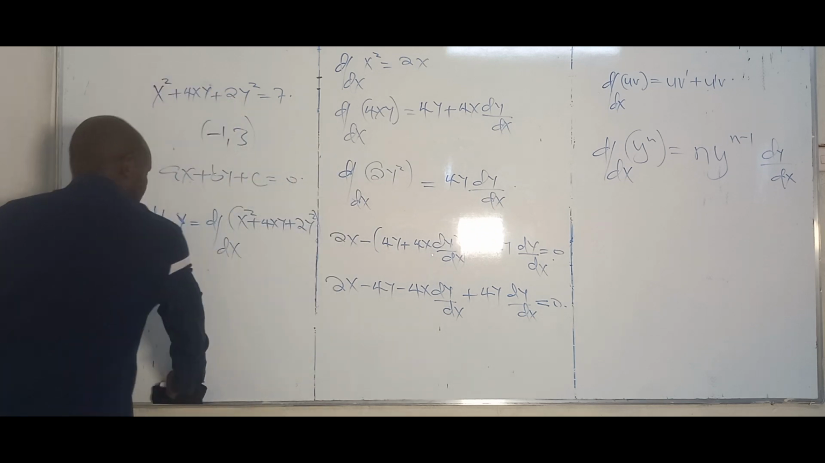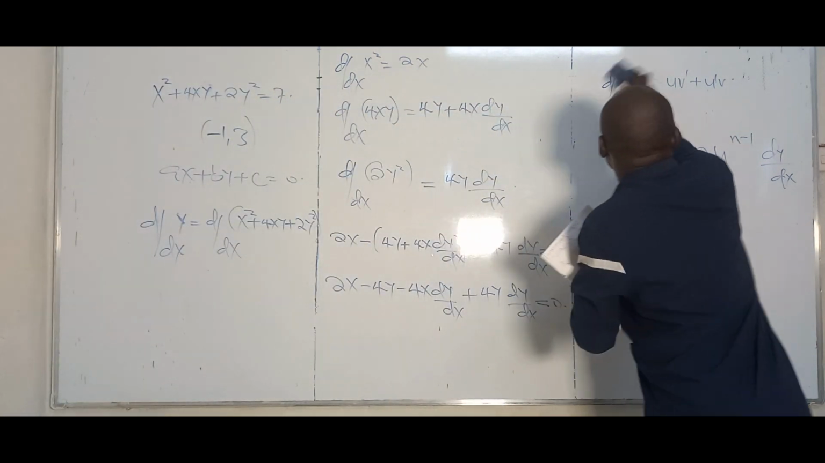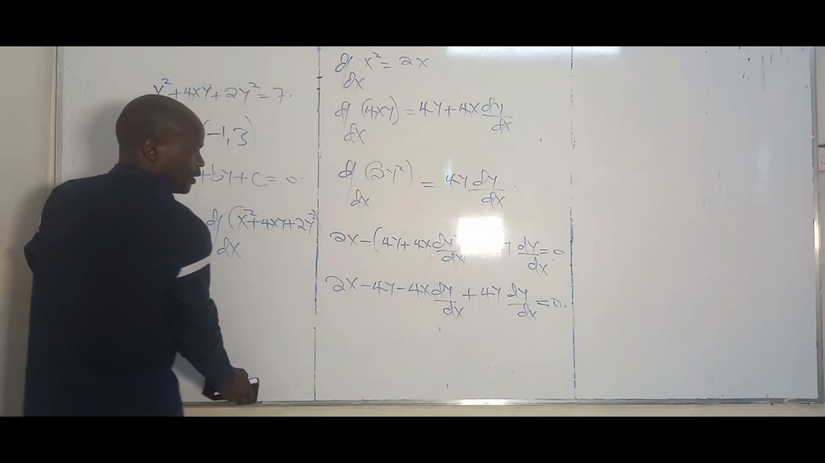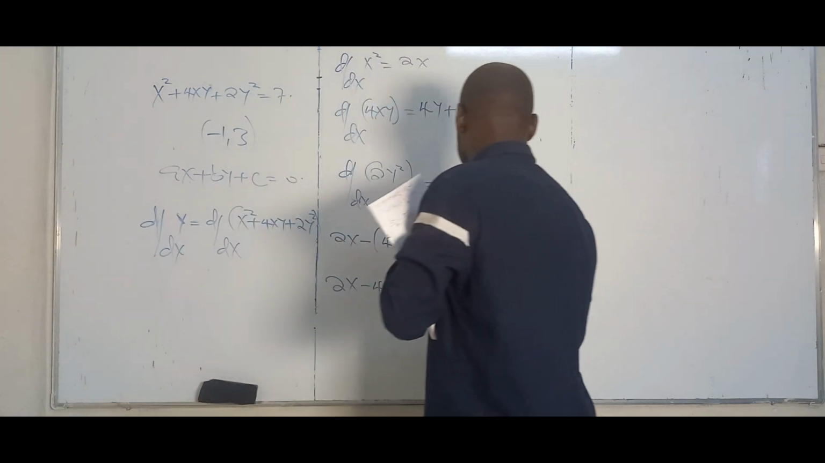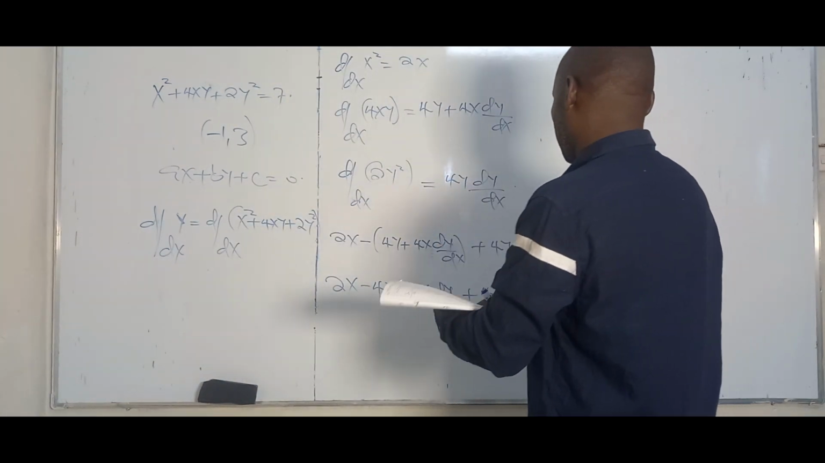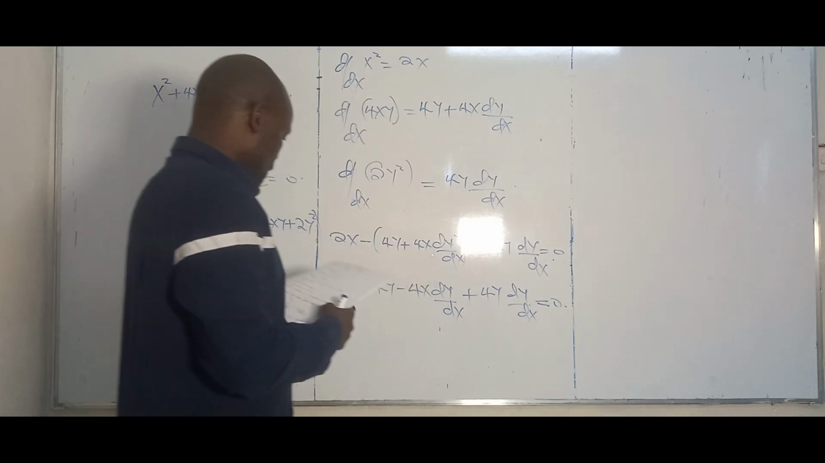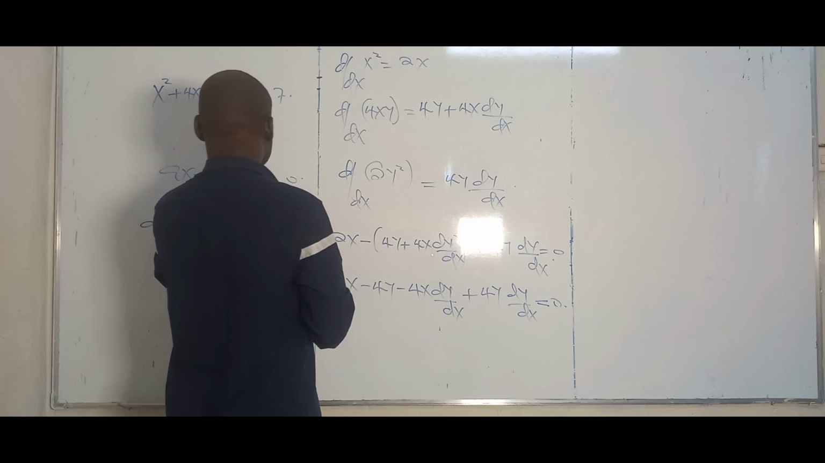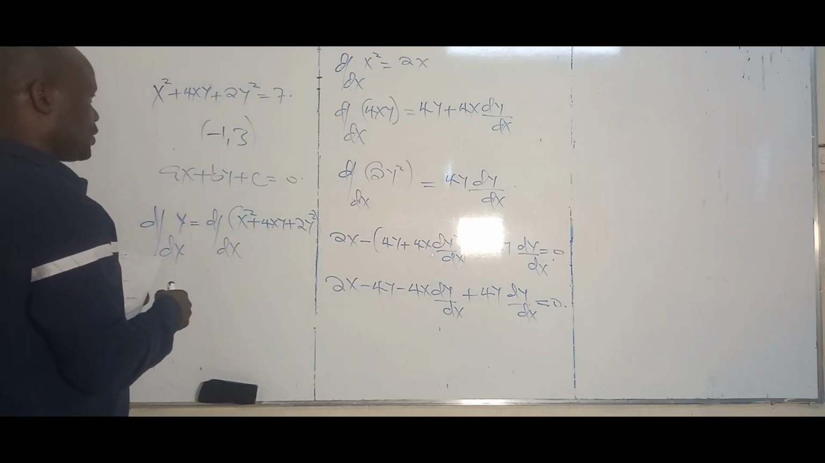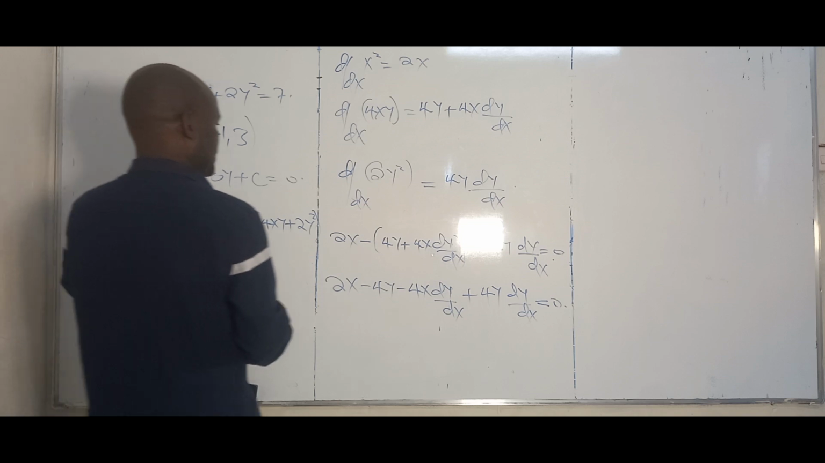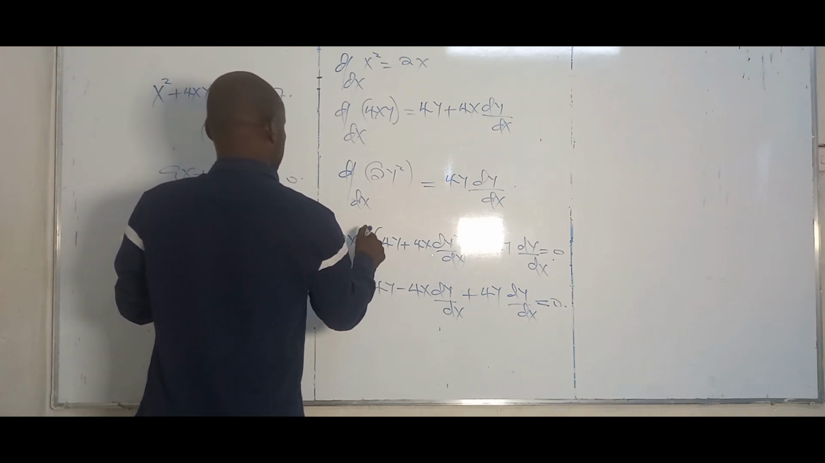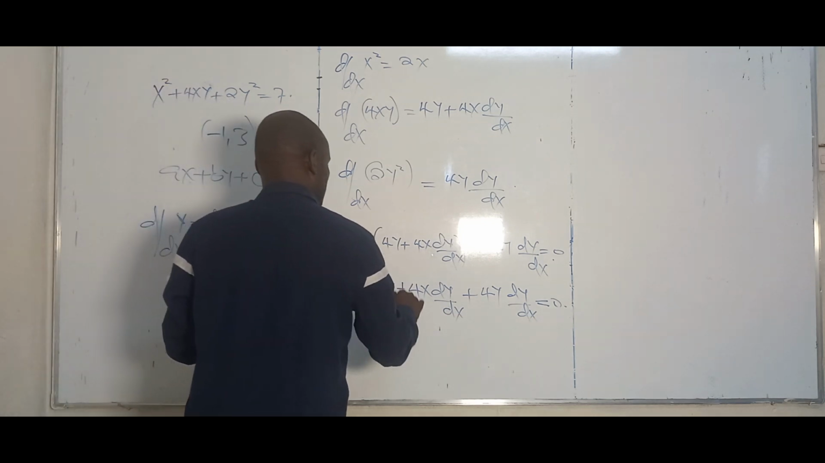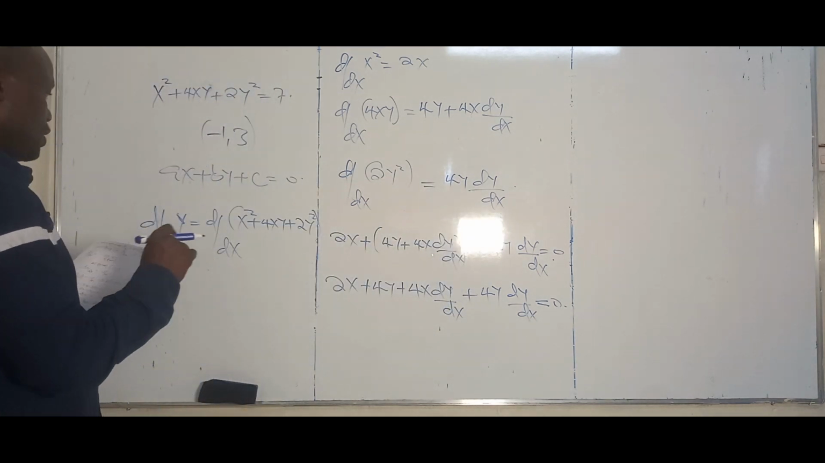So I can collect the like terms. In doing so, what I want to remain with is dy/dx. Just a moment. There's no minus, it's a plus. We have a plus because what is in between is a plus.